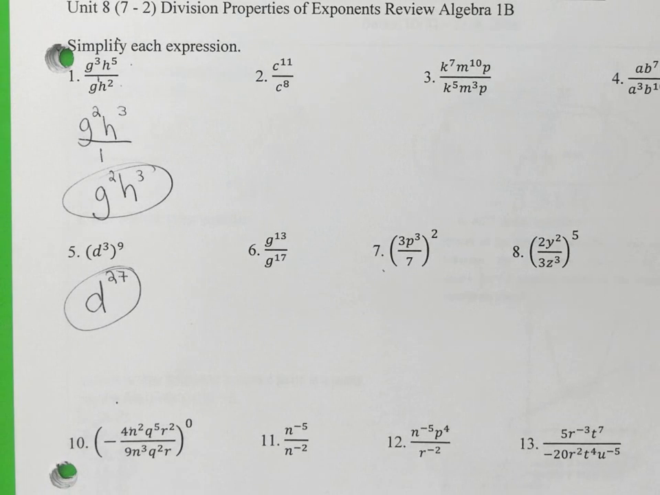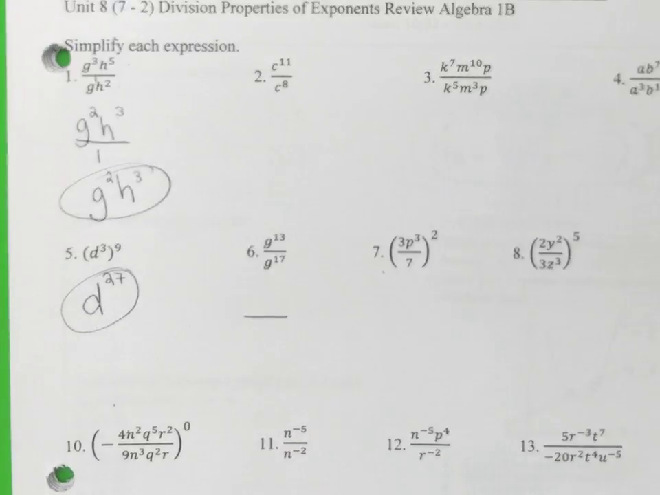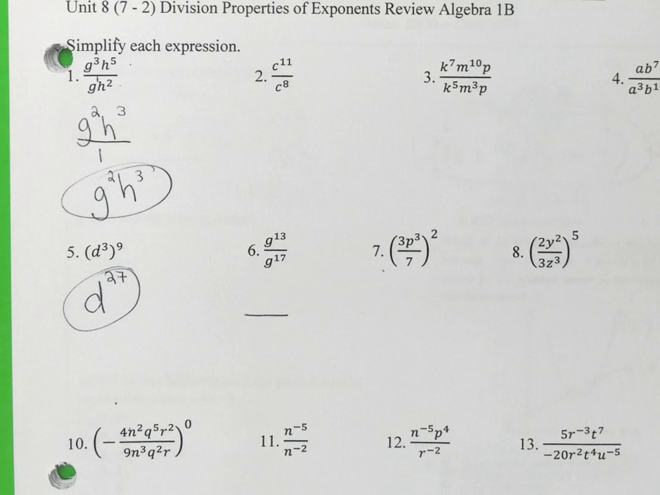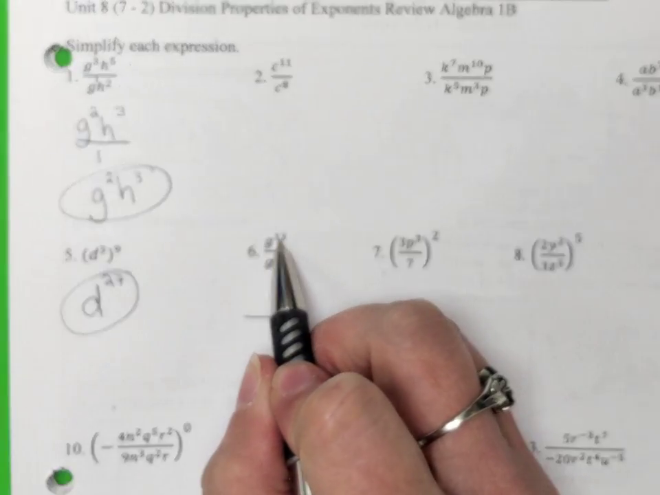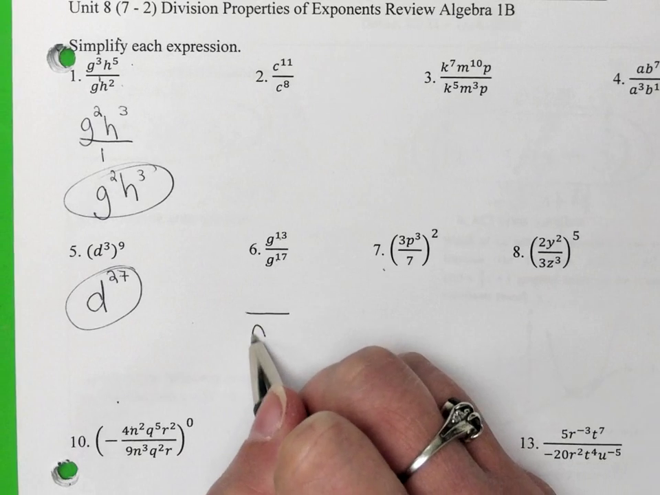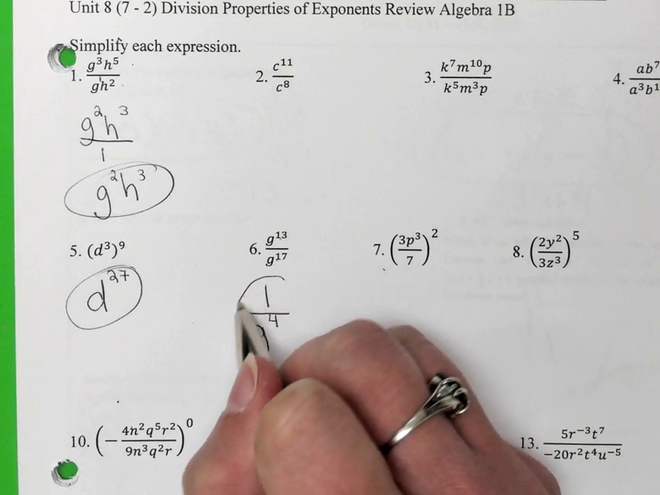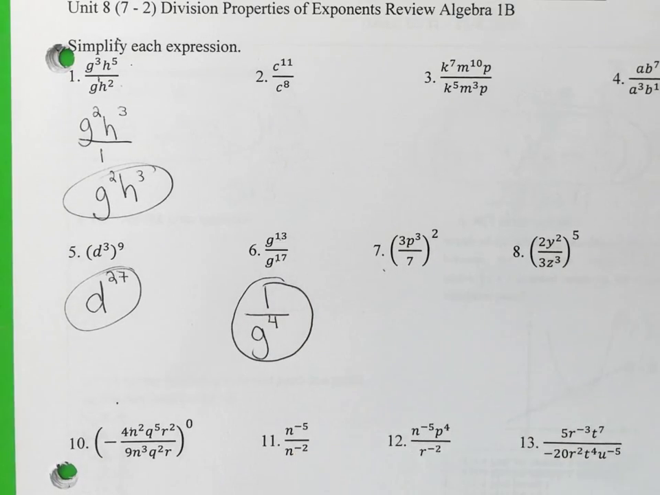All right, let's do 6. So when you divide the bases, what do you do to the little numbers? Subtract, but you subtract them so it's positive. 17 minus 13 is? Where does it go? Down. The bigger one is down. What's on the top? 1. You have to write the 1 on the top.